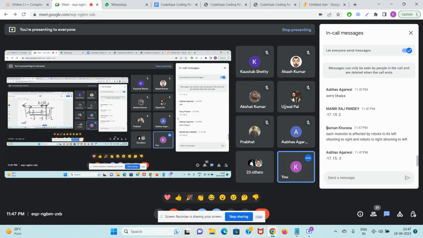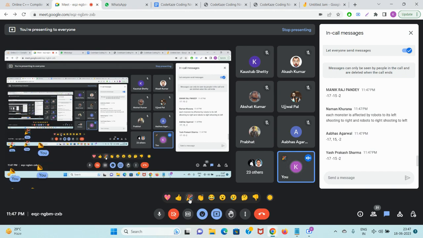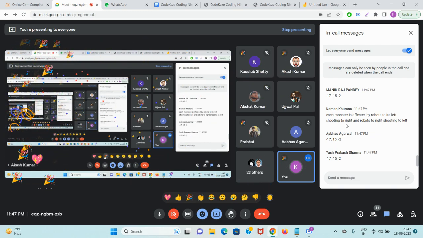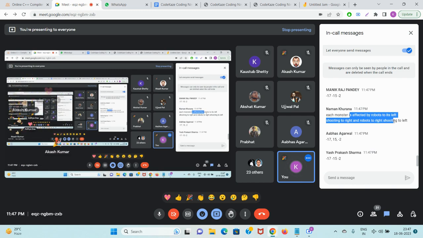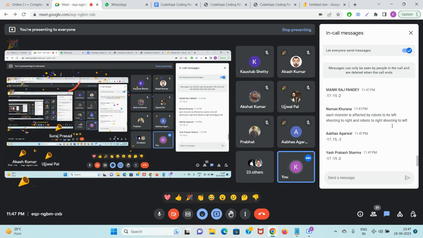Everyone right? Guys, each monster is affected by. Yes, Naman, correct. See, guys, please hit congratulations for Naman. React with emojis, he explained so nicely. React with emojis for Naman, guys. Yes, congratulations. Very good. Each monster is affected by the robots to its left shooting to the right and robots to its right. Yes, correct. Guys, now the understanding of the question is clear to everyone. Everyone write yes in the chat one time and then let's go ahead.